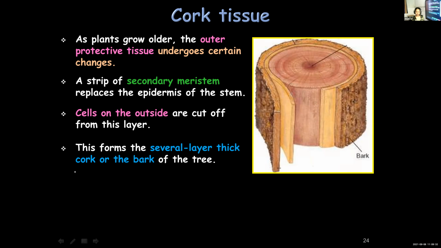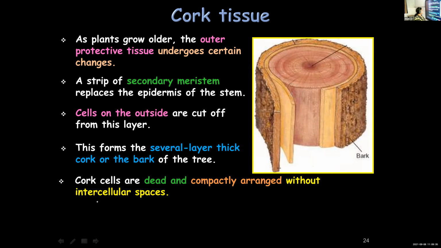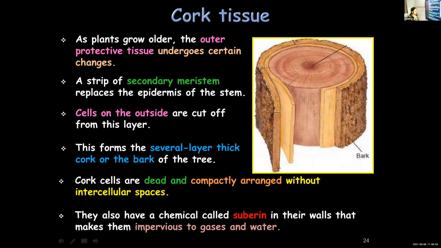You know, it is a dead tissue. Cork tissue is dead tissue, and the cork cells are very tightly, very compactly arranged without any gap in between, without any intercellular spaces. And in the walls of these cork cells, there is a chemical substance you call suberin. Suberin. You have learned about lignin also, no, children? Lignin, cutin, suberin. Where did we learn about cutin?